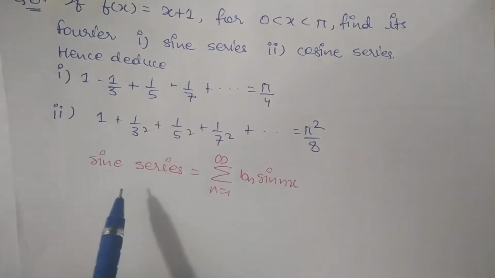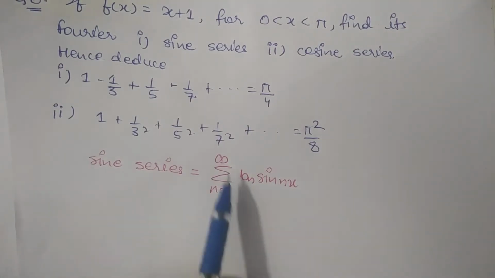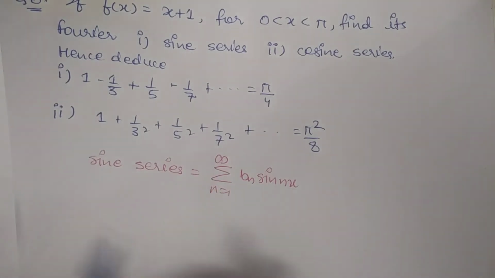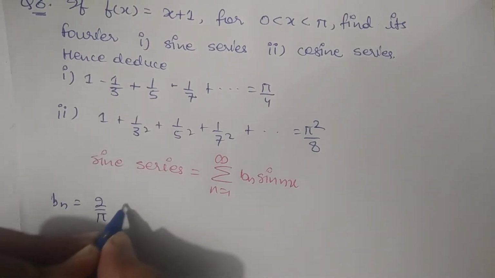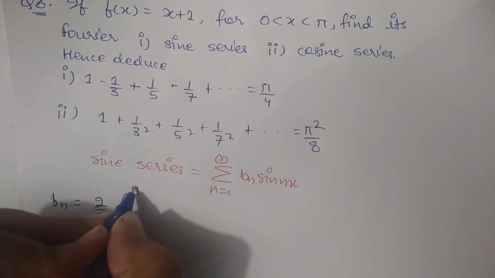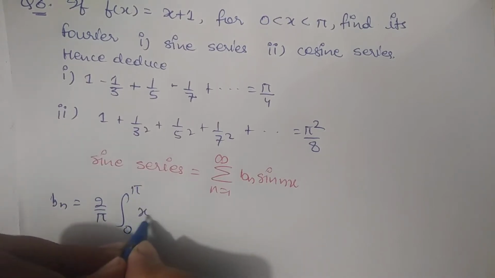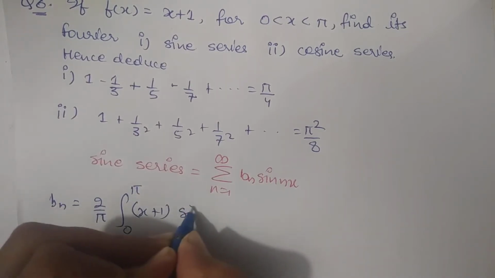So students, we know that the formula of the sine series is the summation from n equals 1 to infinity of bn sin nx, where the value of bn can be found by the formula 2 by pi integration from 0 to pi of the function, and the function is x plus 1, times sin nx dx.